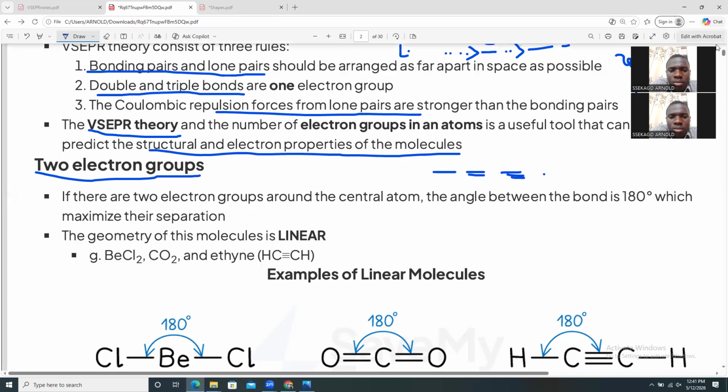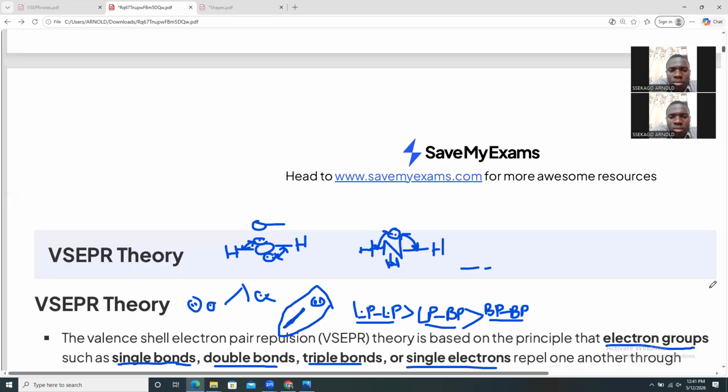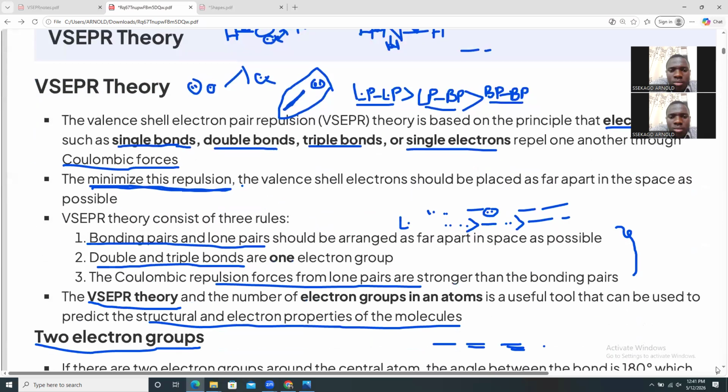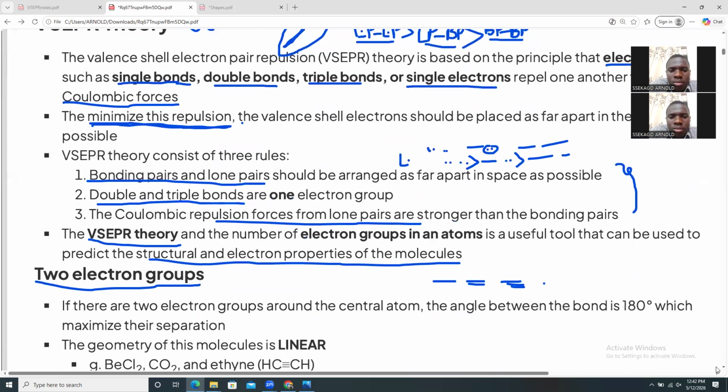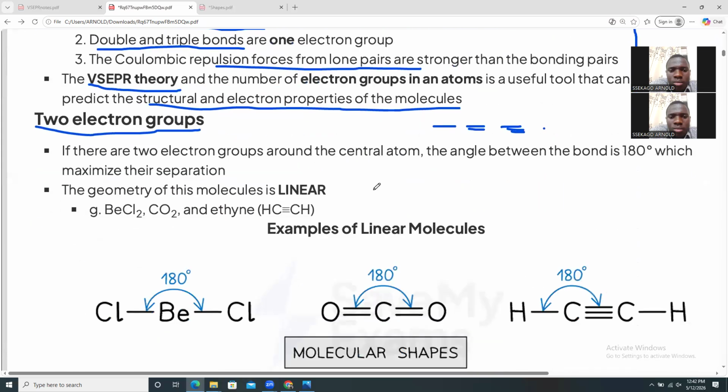They were here. I don't know whether you took note of them. My screen is not moving. They were there, you see? Single bond, double bond, triple bond, or single electrons. So that's what we mean by electronic group.